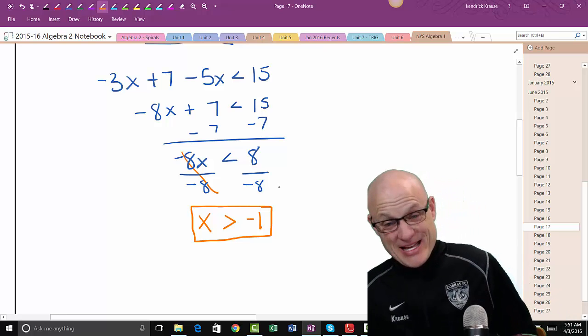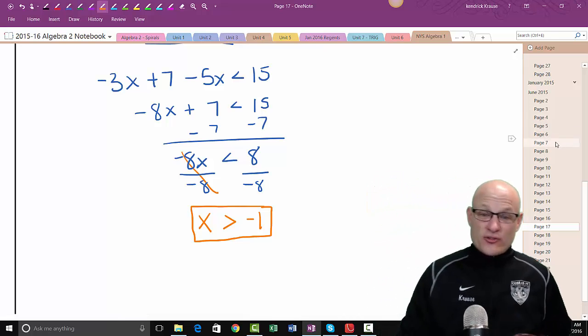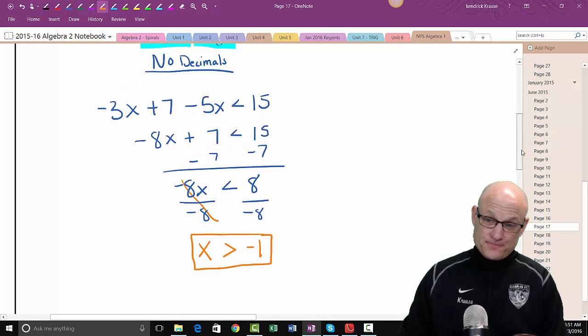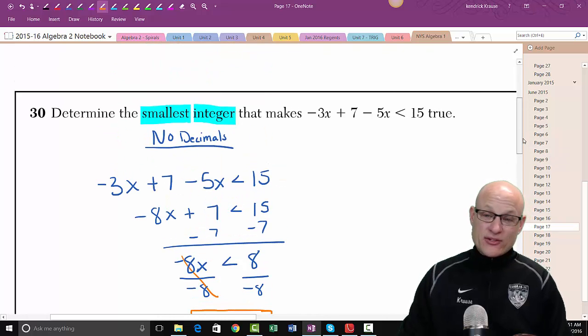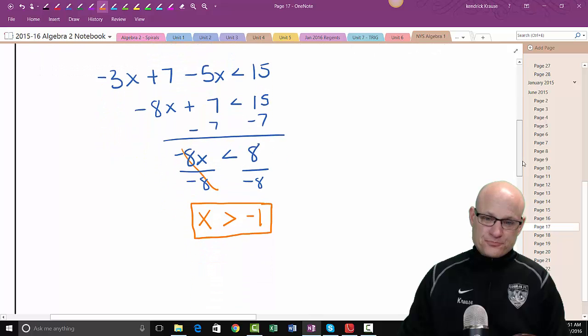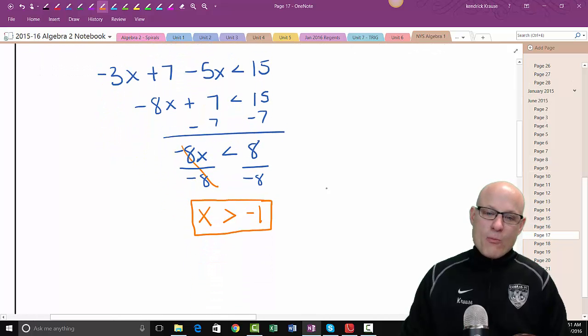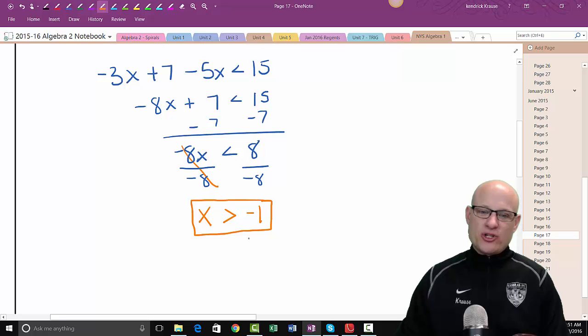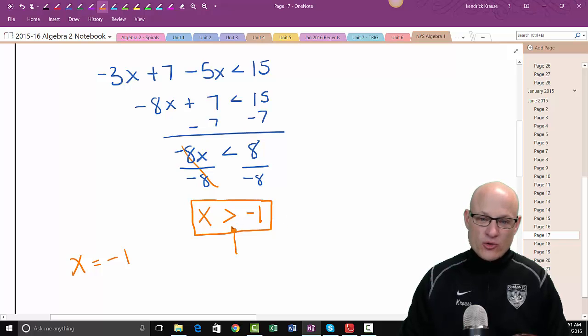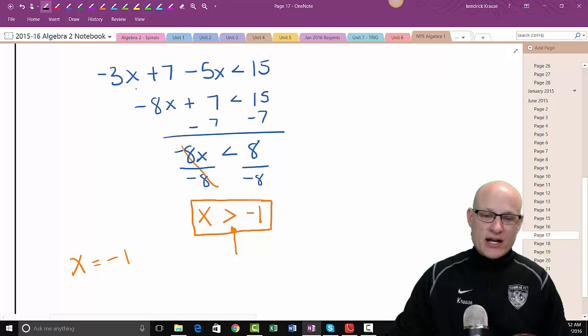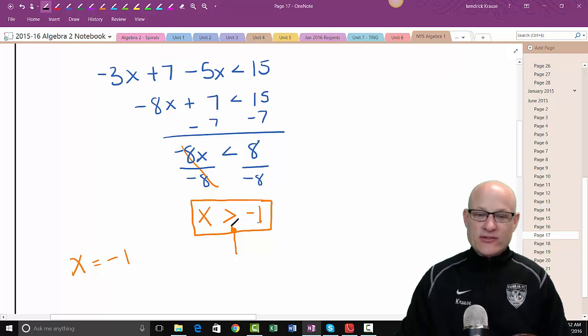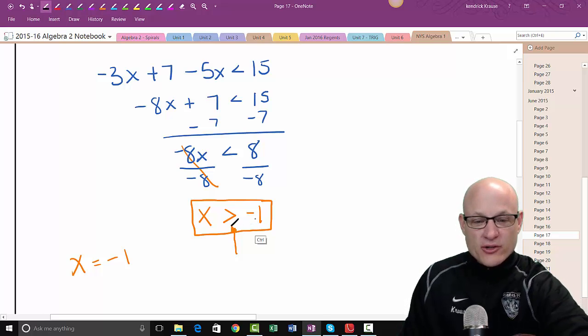The question says find the smallest integer that makes this true. And so many of our kids that 1 year just put in, okay, x is equal to negative 1. That's not true. There is no equal to right here. So there's no line underneath here. This line does not exist. You see this line right here? It does not exist. If that was there, you'd be right.